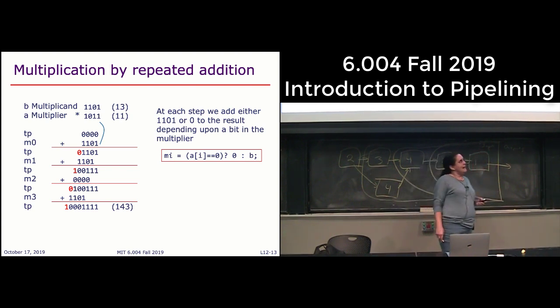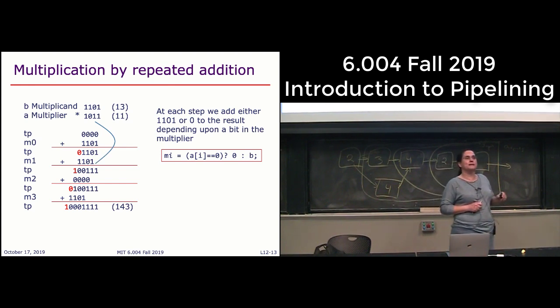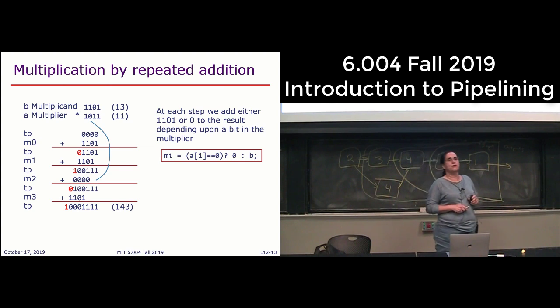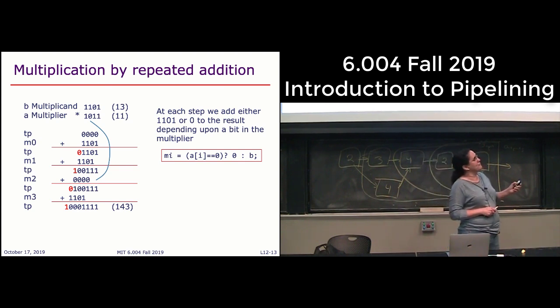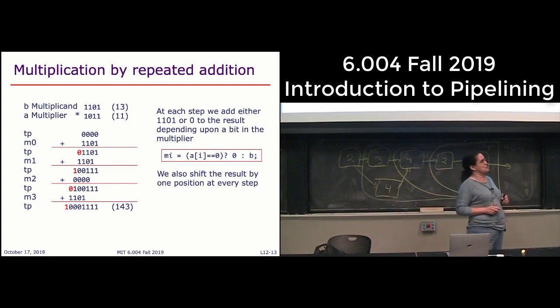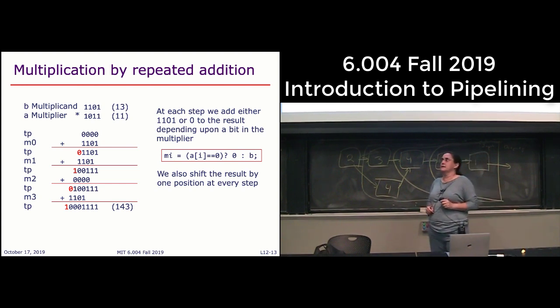Okay? Now, I'm going to look at my next m1, and that's going to correspond to bit 1 of A. So bit 1 of A is also a 1. And so again, I'm going to add 1101, except that this time I've shifted everything over by 1 bit. Okay? My 3rd bit of A is a 0, so there I'm just adding a 0. And finally, my 4th bit of A is a 1, and so I'm adding again 1101, each time noticing that I'm shifting by 1 position. So a couple things to notice here.